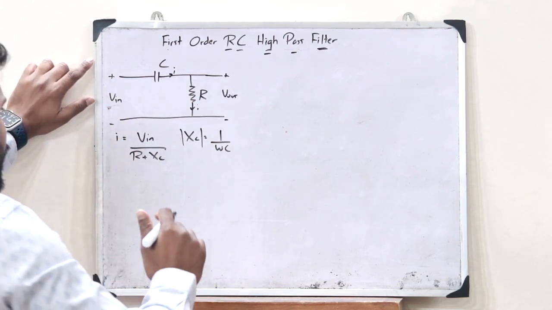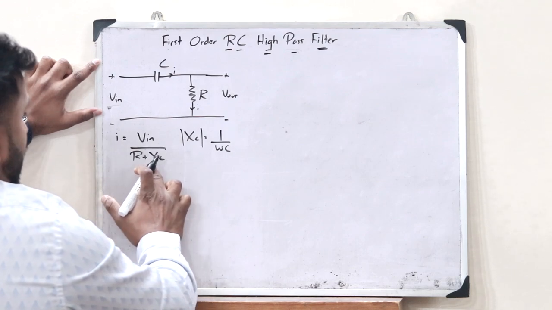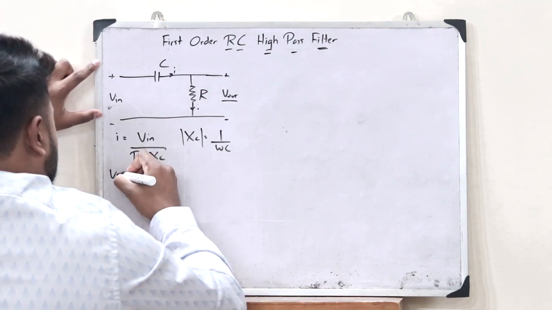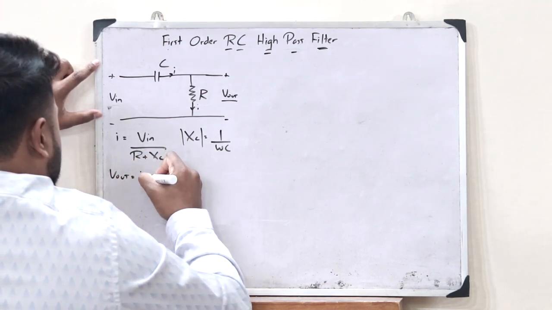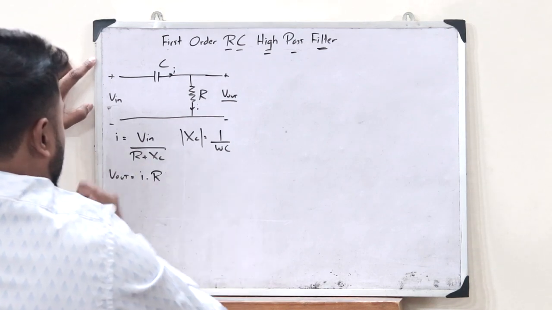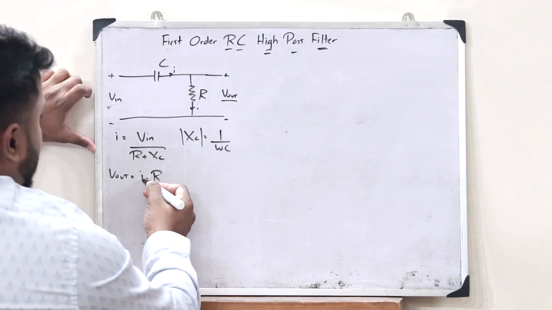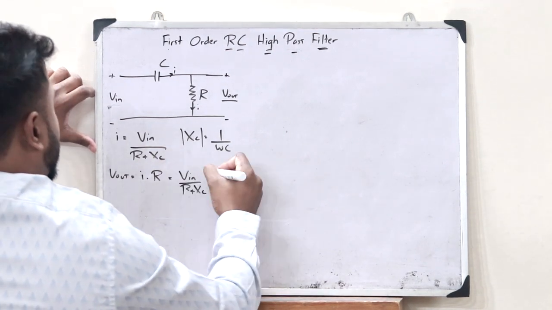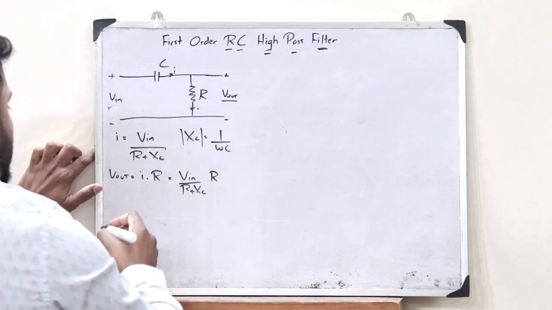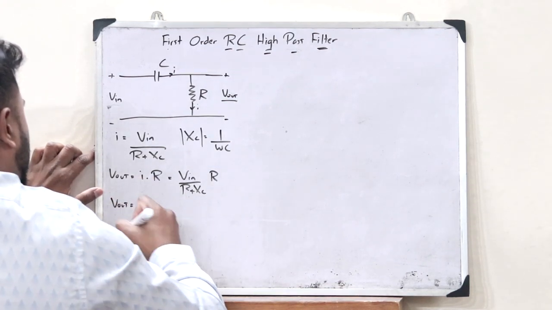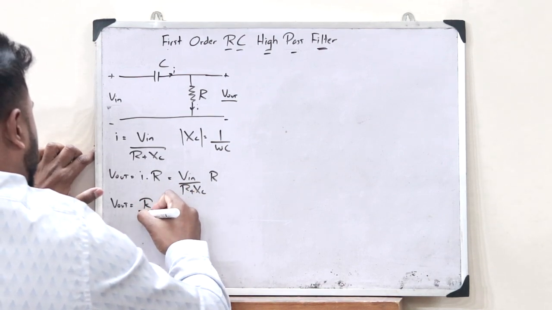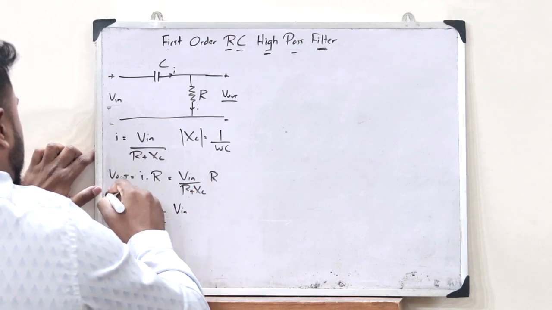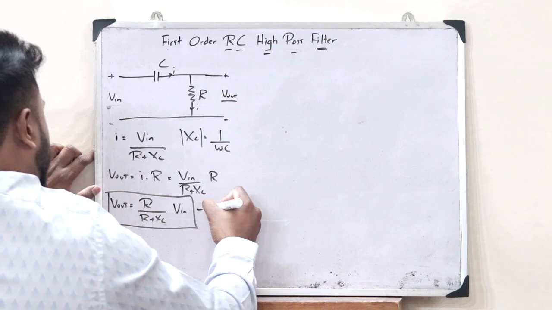So if I is equal to V in divided by R plus XC, then the output voltage V out over here is nothing but V out is equal to I into this resistor R. But we know that I is V in divided by R plus XC, so we have V out is equal to R divided by R plus XC multiplied by V in. Let us take this as our fundamental equation A.